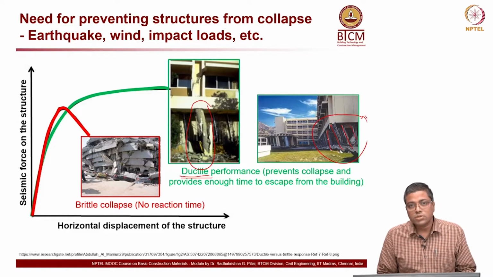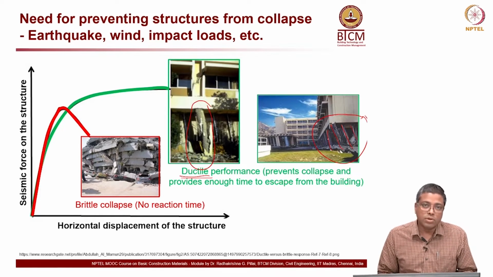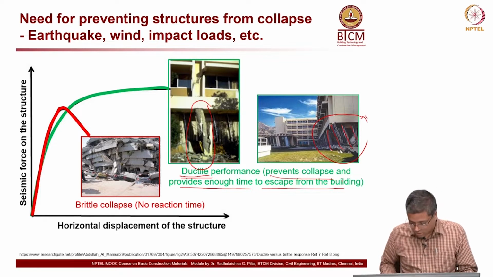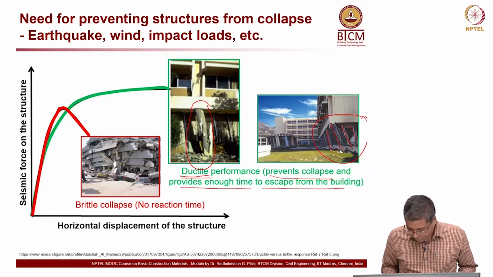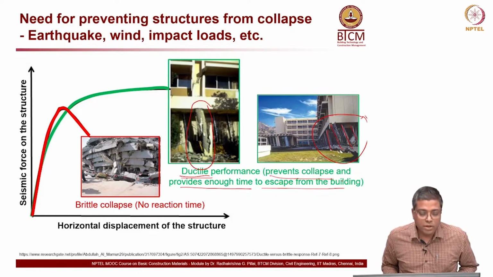We want our structure to be ductile, to absorb the energy, but not reach the collapse level, or in other words a lot of energy is required to collapse the structure. That is our objective. We need to make our structure ductile to prevent the collapse and provide enough time to escape from the building. That is the advantage. So, how do we achieve this? That is the main thing which we are talking about right now, and what type of materials we should use to achieve this kind of behavior.